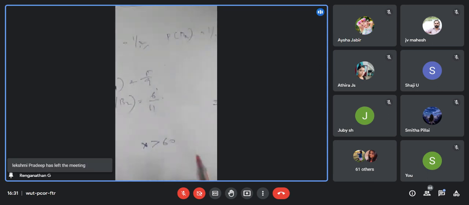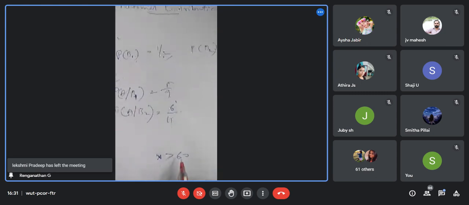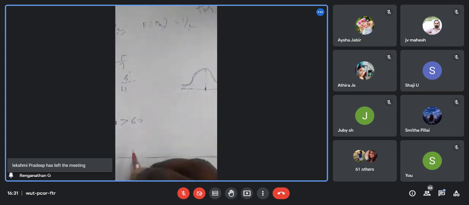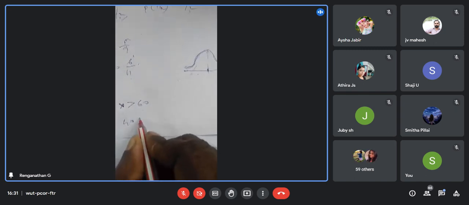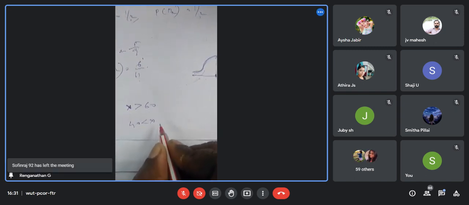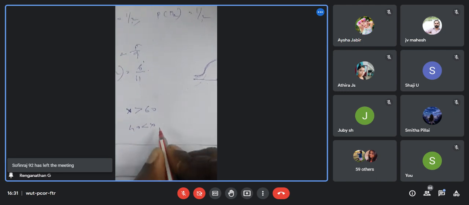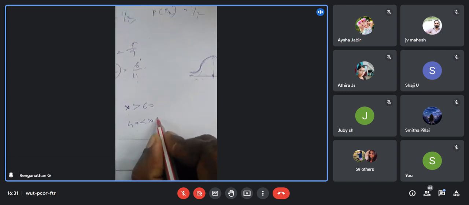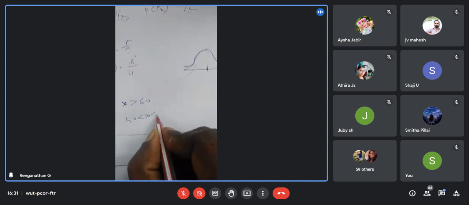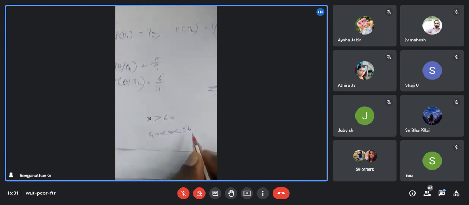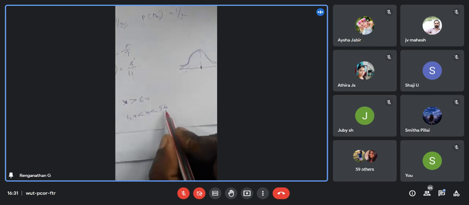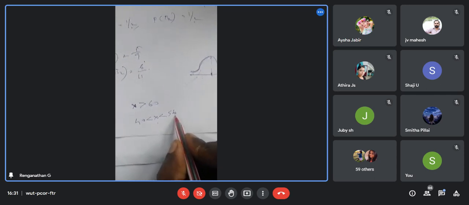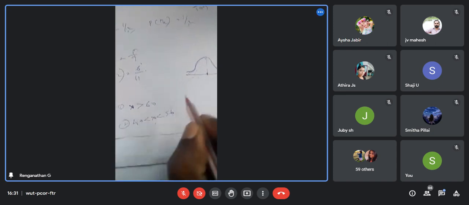X is greater than 60 and 40 is less than x, but x is less than 56. 40 less than x and x less than 56. So two questions are here.